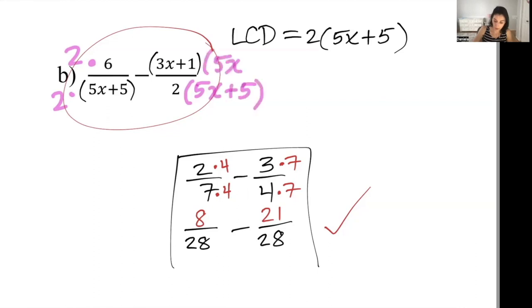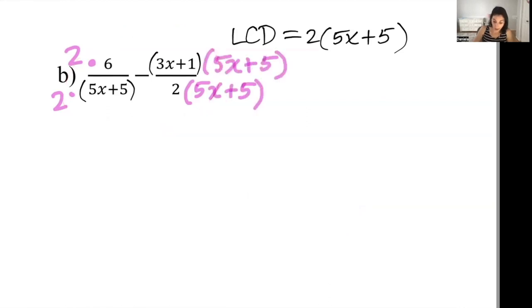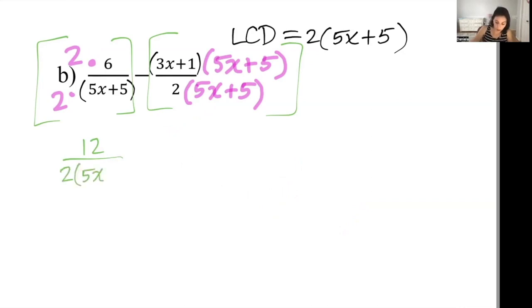5x plus 5, okay? Now we're going to do PEMDAS, right? So we have to first multiply, and then we subtract last. So in the first fraction, we have 2 times 6, which is 12. The bottom, we have 2 times the quantity of 5x plus 5. If you want to distribute that, you can, but in these problems you don't really have to, honestly, but knock yourself out if you want to. I would recommend to just leave it.